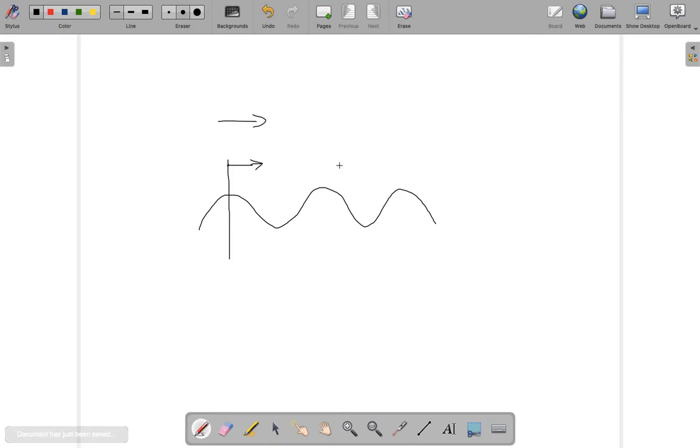I've never really seen them ask anything directly about wavefronts and rays, but it's something you should know and can help you understand other things, especially in chapter 9. That's when it becomes really heavy.